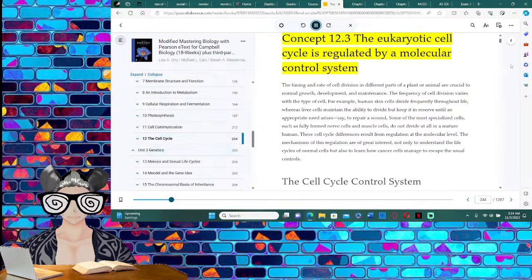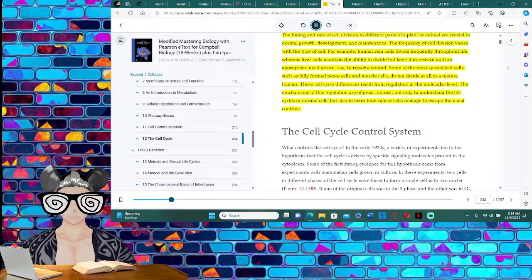Concept 12.3. The eukaryotic cell cycle is regulated by a molecular control system. The timing and rate of cell division in different parts of a plant or animal are crucial to normal growth, development, and maintenance. The frequency of cell division varies with the type of cell. For example, human skin cells divide frequently throughout life, whereas liver cells maintain the ability to divide but keep it in reserve until an appropriate need arises, say, to repair a wound.